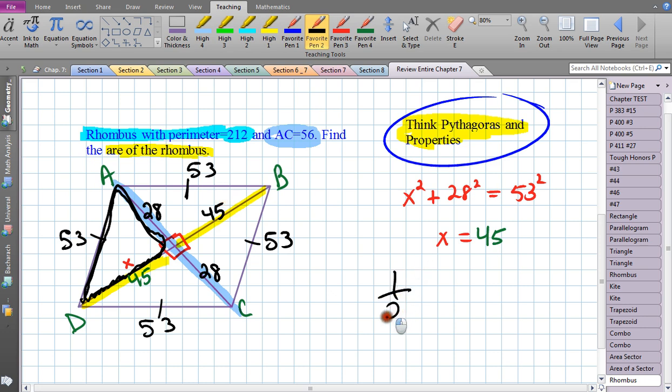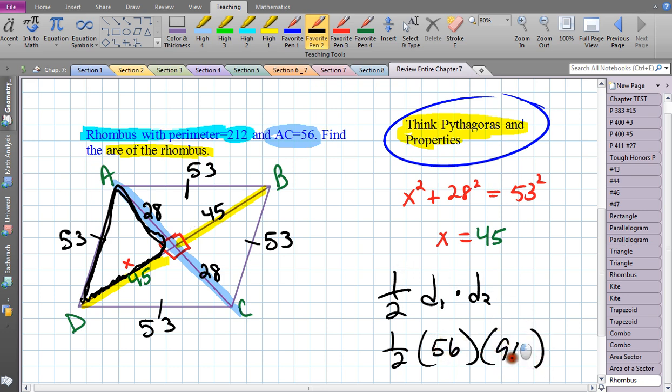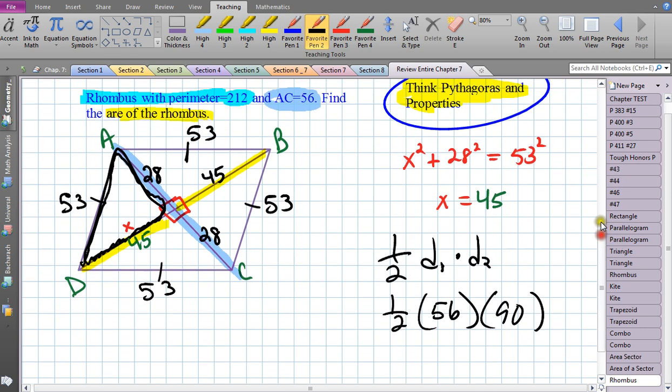So now we can use that formula: diagonal 1 times diagonal 2 divided by 2. Or another way of thinking about it is multiplying it by a half. So diagonal 1 looks like it's 56, that was given to us, and diagonal 2 is 90. So when I take my calculator, I do all that arithmetic, and that turns out to be what number?